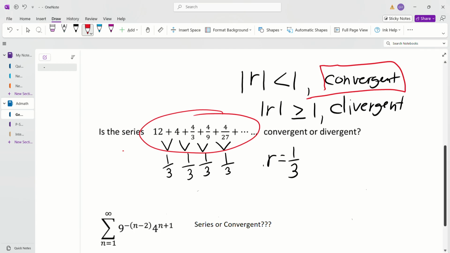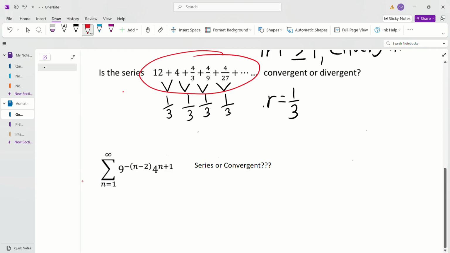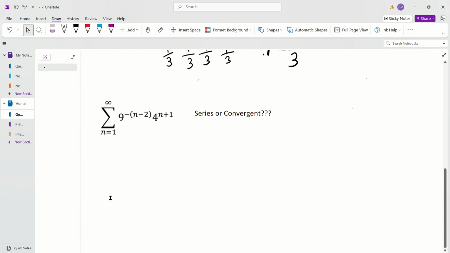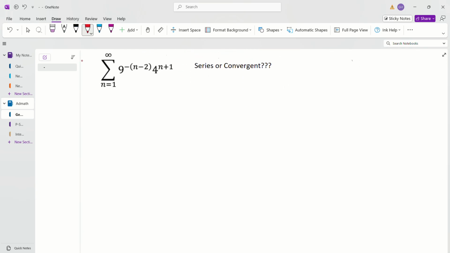So another example. Let's analyze this. Given that we have this series with the general formula, 9 raised to the quantity negative n minus 2 times 4 raised to n plus 1. Let's identify if this series is convergent or divergent.